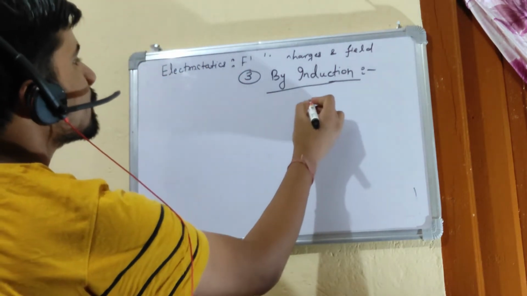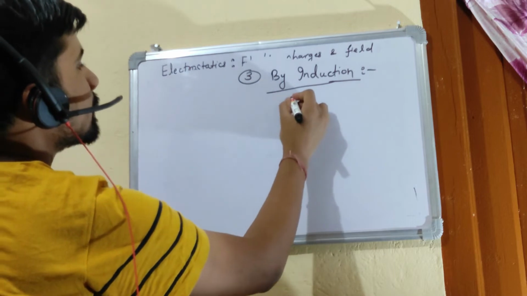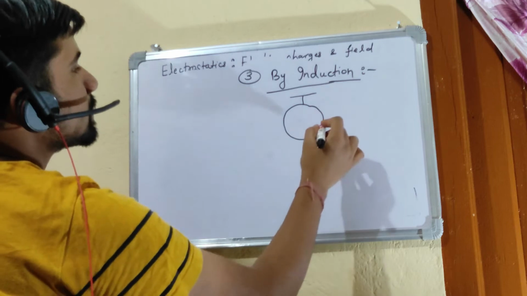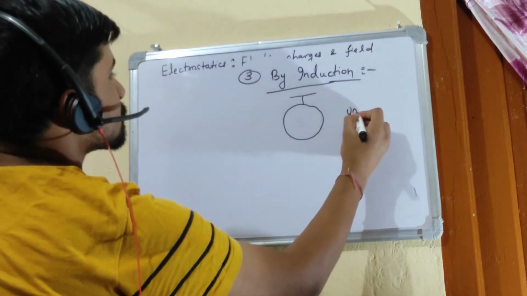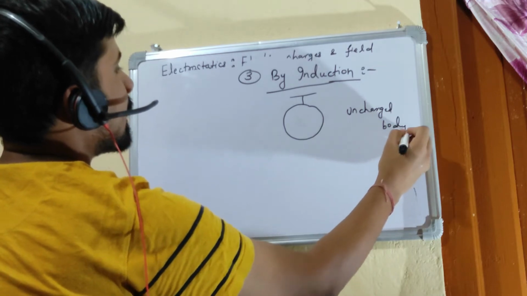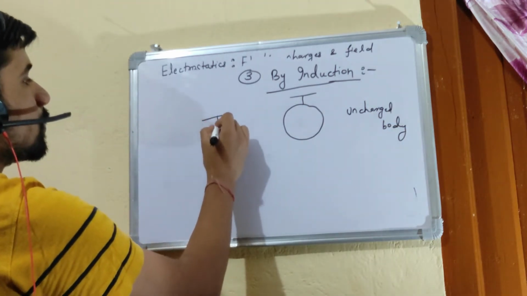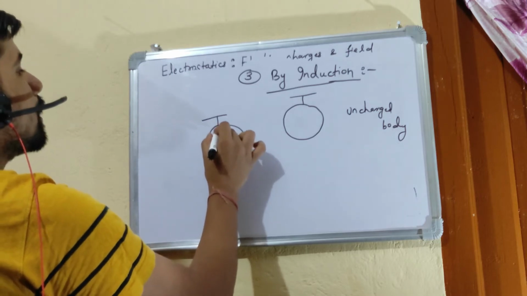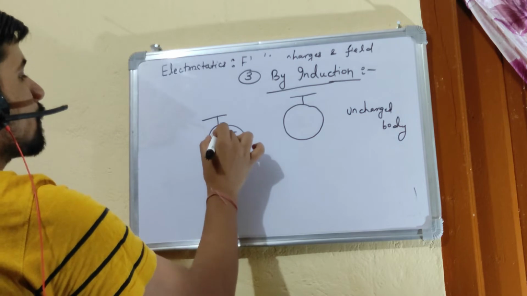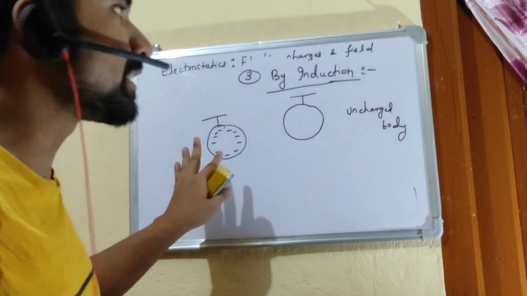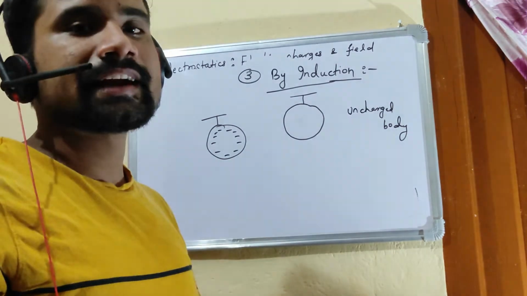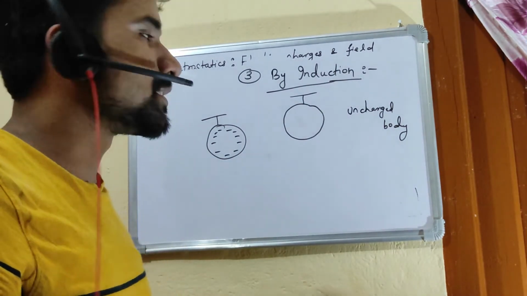So let's say this is an uncharged body, and now we bring close here a negatively charged body. A significant amount of negative charge is being brought close here. We know that unlike charges attract each other and like charges repel each other.